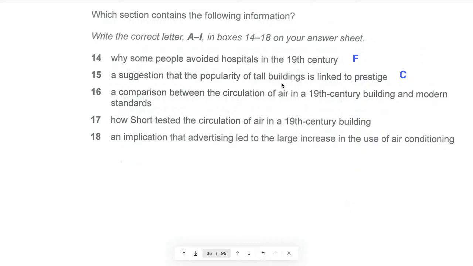Right, a suggestion that the popularity... if the answer is C, that means that when you read section C, you will see something like a suggestion or a statement or whatever. They say that the popularity of tall buildings is linked to prestige. That means that yes, the fame of tall buildings or skyscrapers is linked to prestige. Do you understand the meaning of the word prestige?